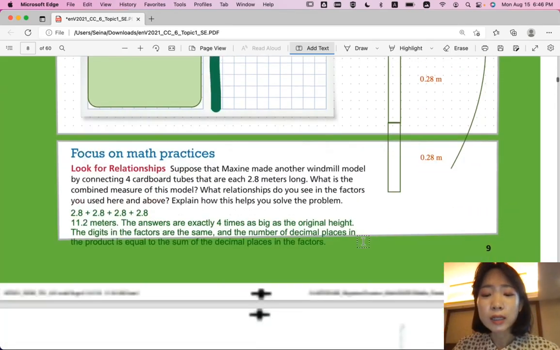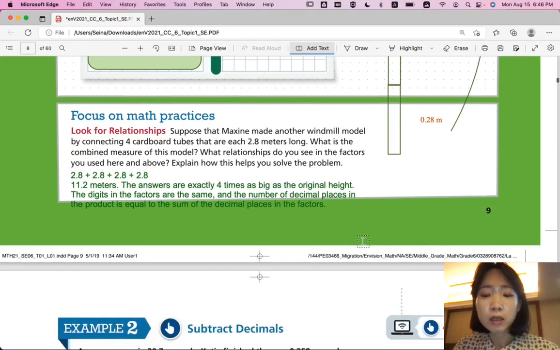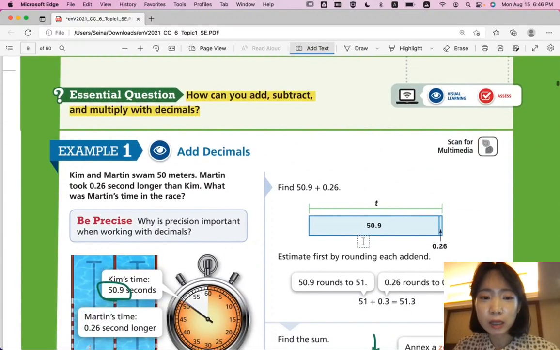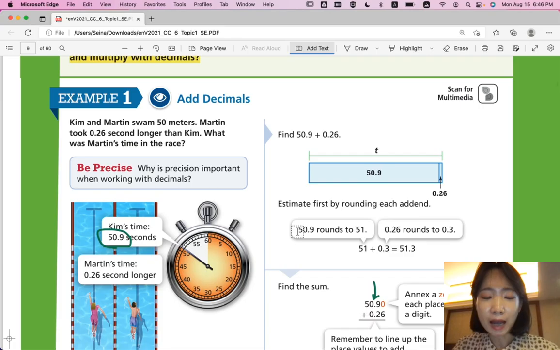Okay, let's look at the next page. So in this lesson, let's think about how we can add, subtract, and multiply with decimals. Look at example 1. We're going to add decimals. Kim and Martin swam 50 meters. Martin took 0.26 seconds longer than Kim. What was Martin's time in the race?